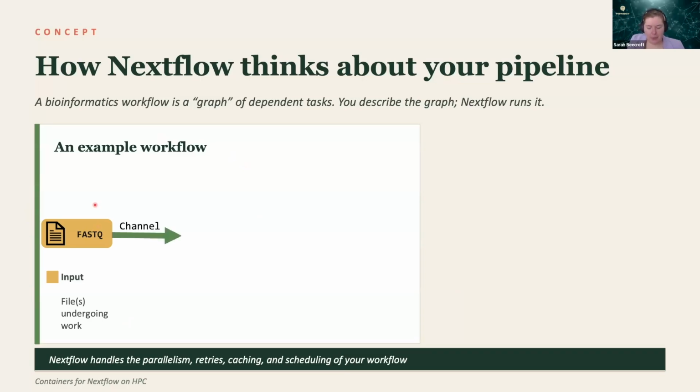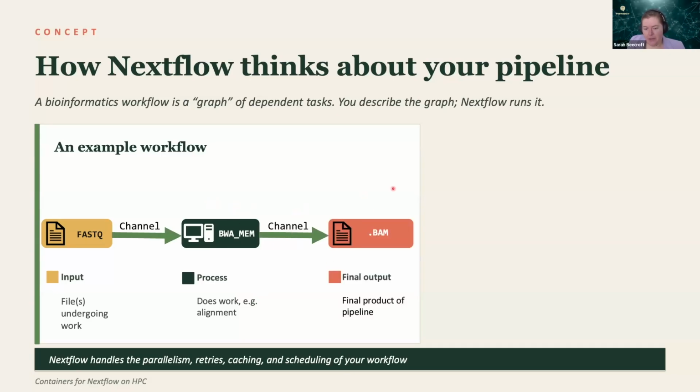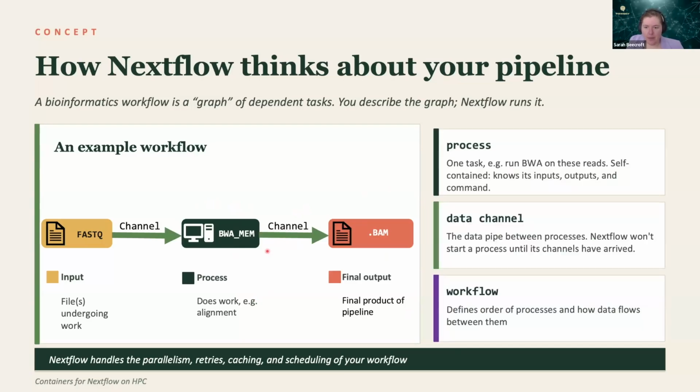With Nextflow, you have your input, and it goes through something called a channel, which pipes the data between your various tasks. You have a process which does the work, so maybe you're doing some alignment with BWA mem. Then the output from that would also go through a channel and become some kind of final output. In reality, of course, you have many of these process steps, but I'm just getting these keywords down.